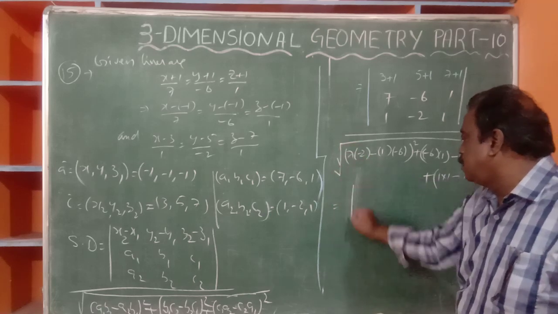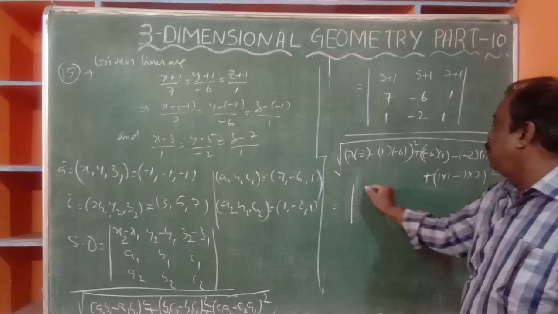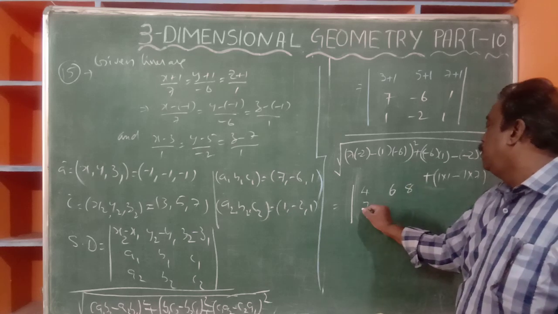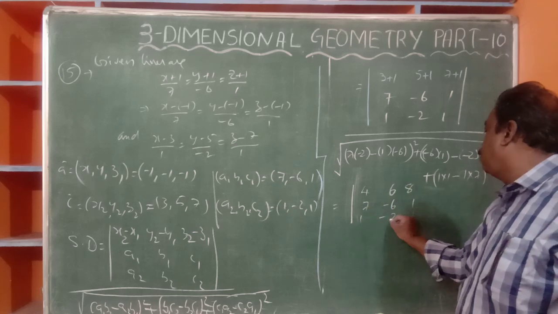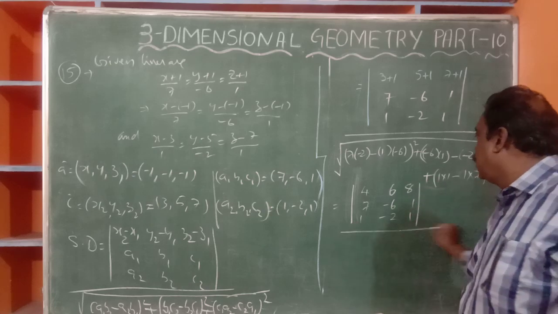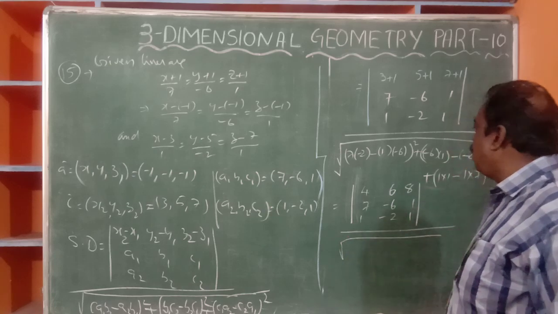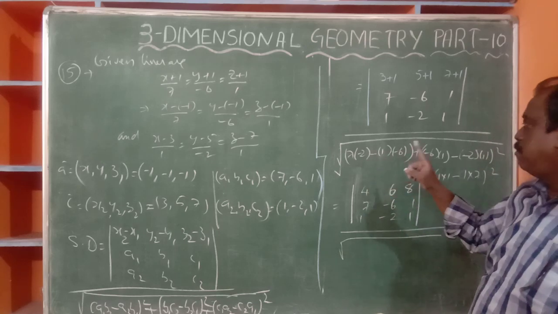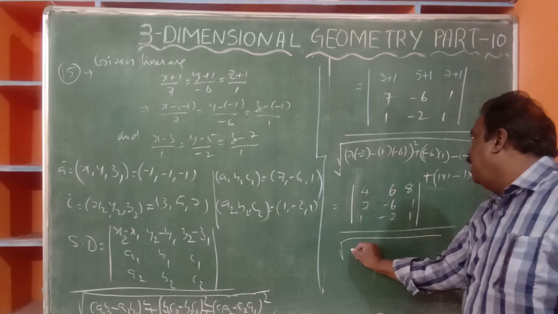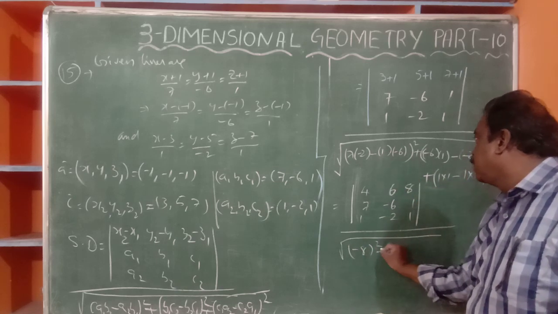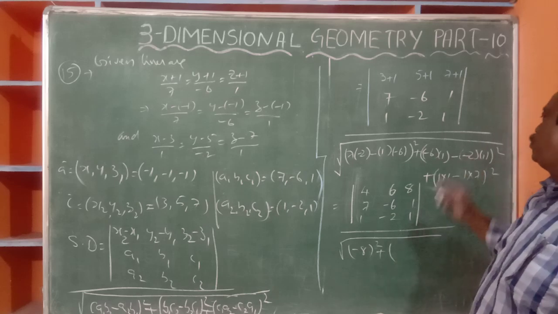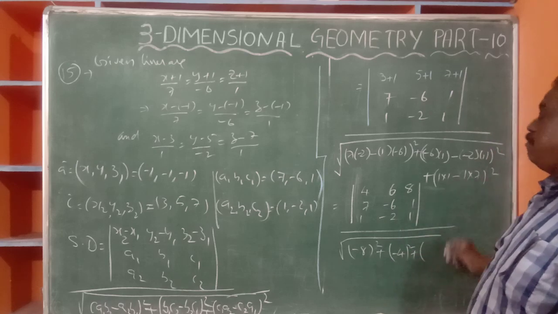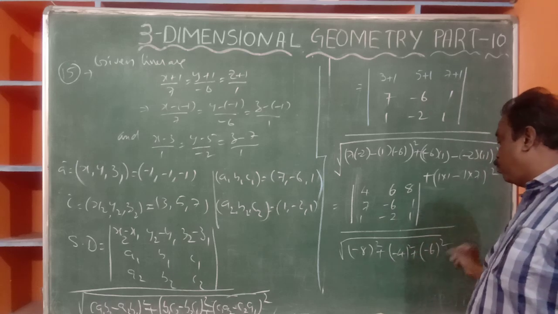That is, you see, it is 4, 6, 8; 7, minus 6, 1; 1, minus 2, 1, divided by the root of minus 14 plus 6, that is minus 8 square, minus 6 plus 2, minus 4 square, 1 minus 7, minus 6 square.